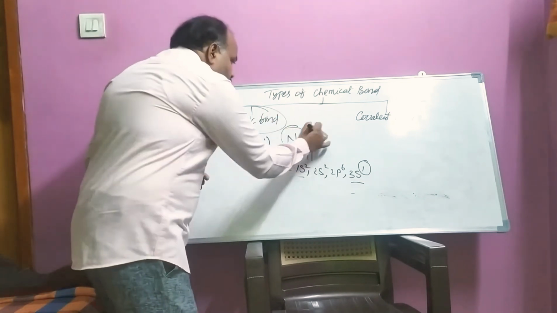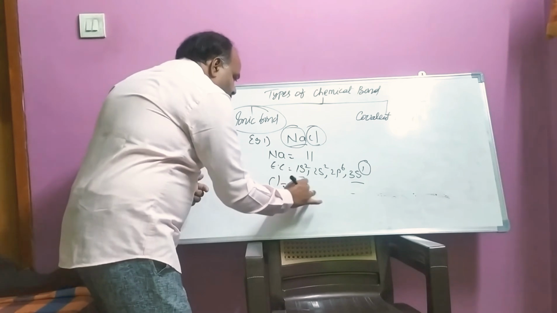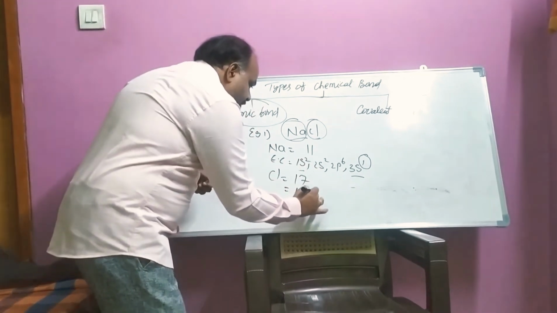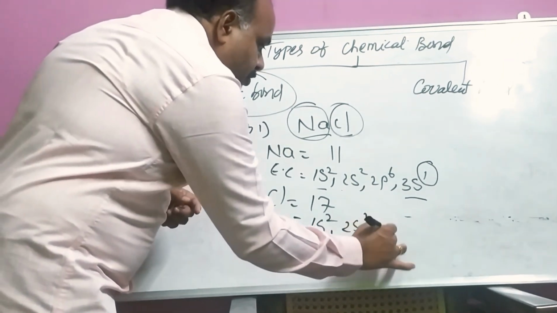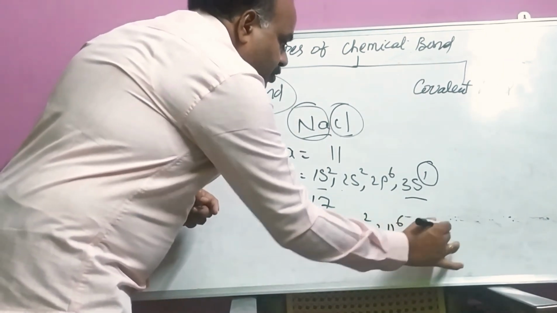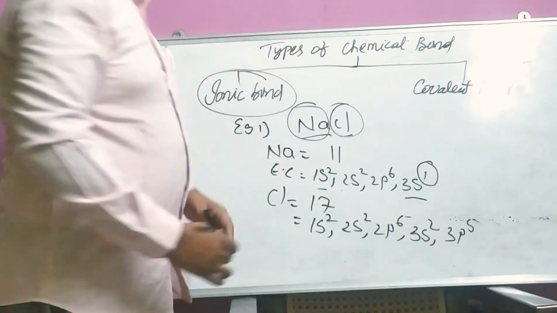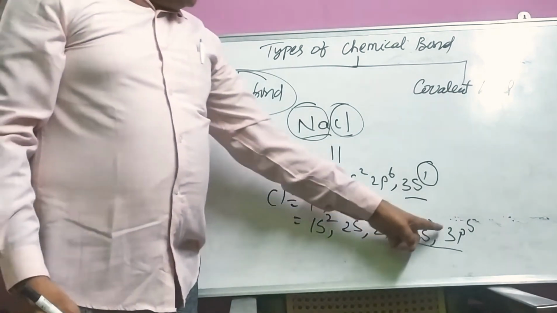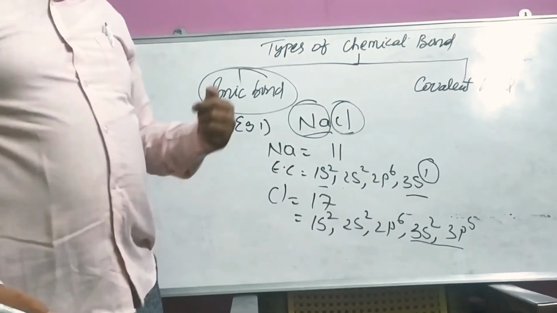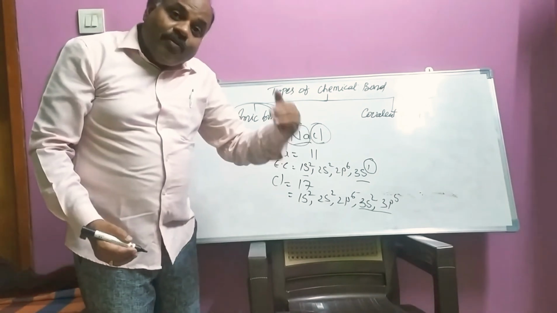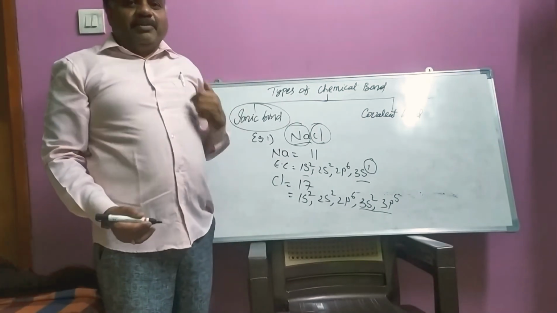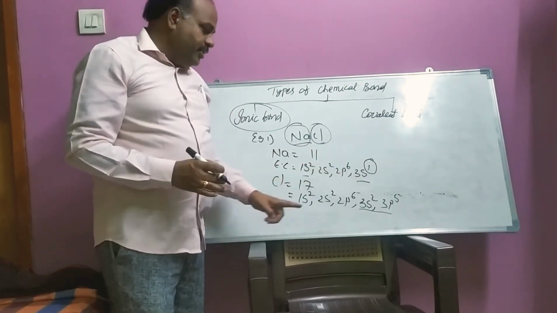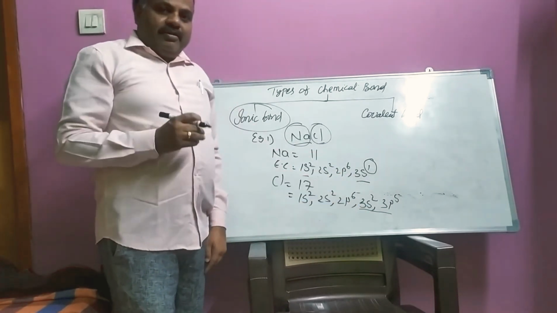Okay, now go for chlorine. The atomic number of chlorine is 17. Its electronic configuration is 1s2, 2s2, 2p6, 3s2, 3p5. This is the outermost orbit. How many electrons are there? 7 electrons. So it requires 1 more electron to get stability. Here sodium needs 7 electrons, chlorine needs 1 electron.